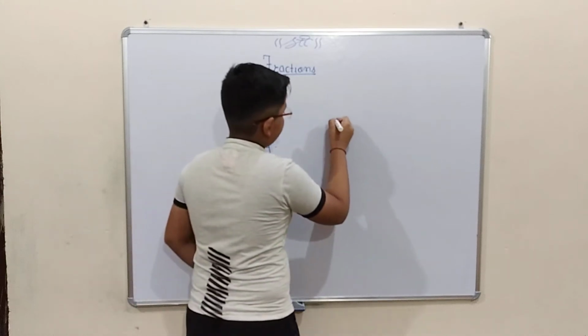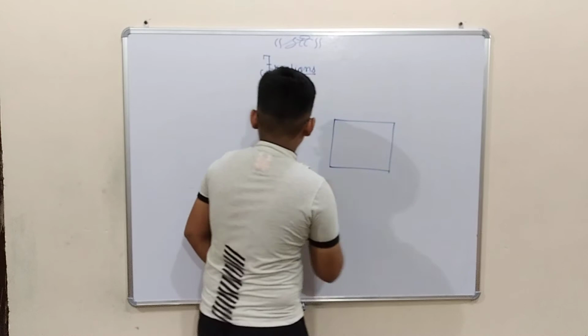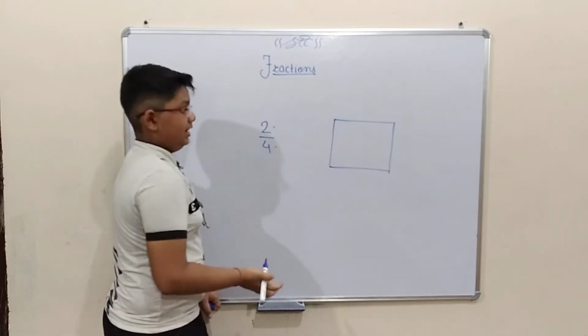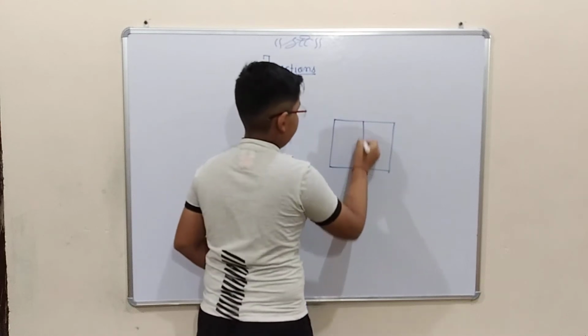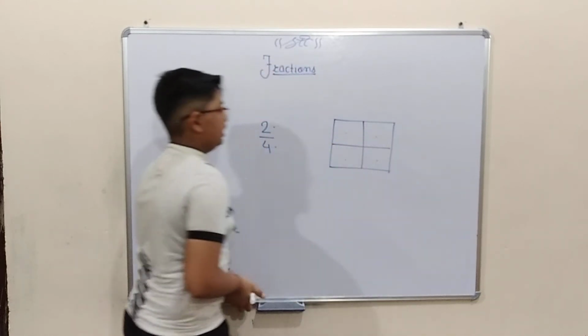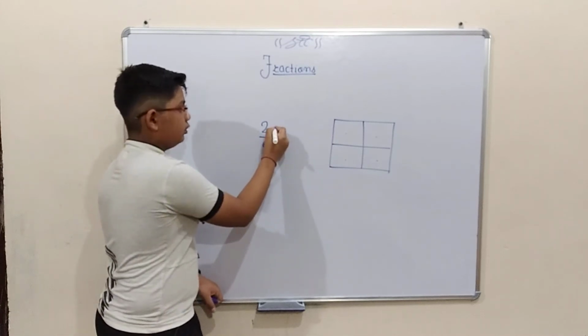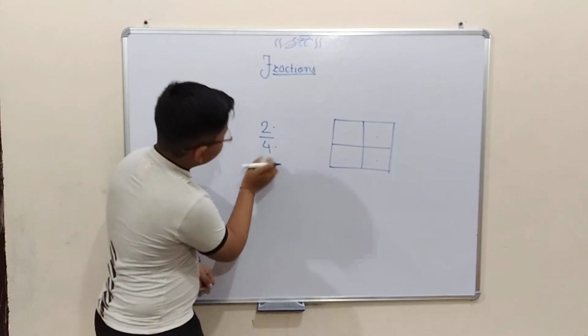That means if I take a square like this, this is the denominator. As you can see, the denominator is 4. That means the total number of parts is 4. So there are 4 parts: first, second, third, fourth. And what is 2, which is in the numerator? 2 parts are shaded from the 4 total parts.